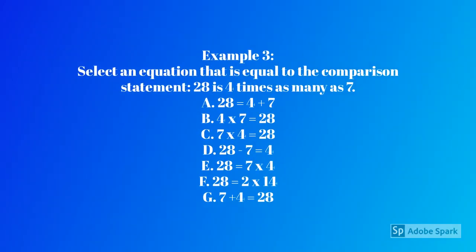Example 3. Select an equation that is equal to the comparison statement 28 is 4 times as many as 7. A. 28 equals 4 plus 7. B. 4 times 7 equals 28. C. 7 times 4 equals 28. D. 28 minus 7 equals 4. E. 28 equals 7 times 4. F. 28 equals 2 times 14. And G. 7 plus 4 equals 28.